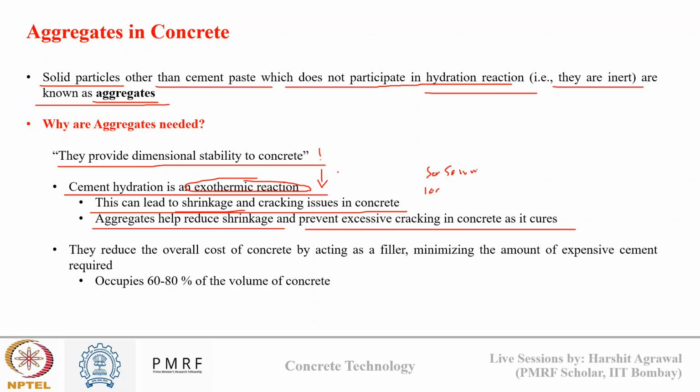Okay, so apart from reducing the shrinkage issue, they also reduce the overall cost of concrete by acting as a filler, and they minimize the amount of expensive cement that we use for concreting. Okay, so generally 60 to 80% of the volume of concrete is occupied by aggregate. Thus they are a very important part of concrete.